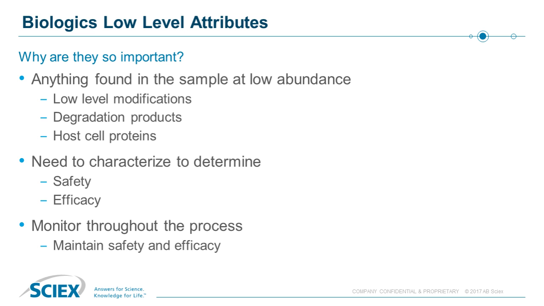So what are low-level attributes and why are they so important? It's simple. They are anything found in low abundance and can include low-level post-translational modifications, degradation products, or even host cell proteins. They're specific towards the biologic that you're interested in, so this is why we define it by a very vague definition. But their importance is determined once they are characterized and identified, to determine their safety and how this affects the safety and efficacy of the final product. And then this in turn determines whether or not they actually need to be monitored.